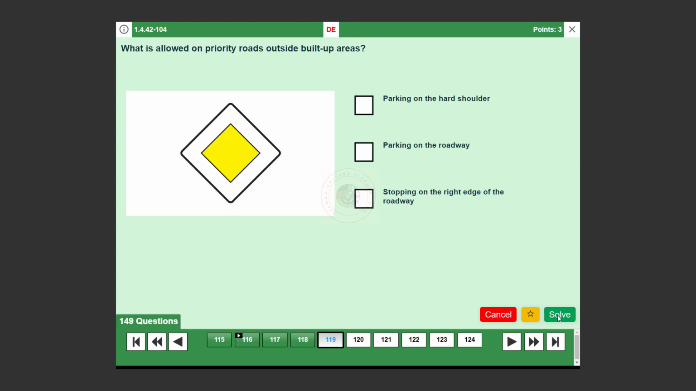Question number 119. What is allowed on priority roads outside built-up areas? Stopping on the right edge of the roadway. True. On priority roads outside built-up areas, stopping is permitted on the right edge of the roadway if it does not obstruct traffic. Parking on the hard shoulder. True. Parking is allowed on the hard shoulder, including designated parking spaces, provided there is enough space. Parking on the roadway. False. Parking directly on the roadway is not permitted.